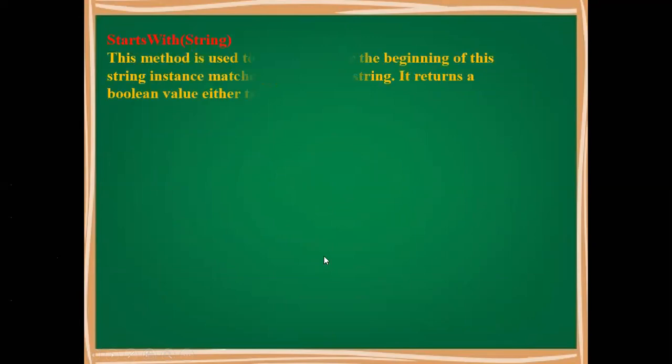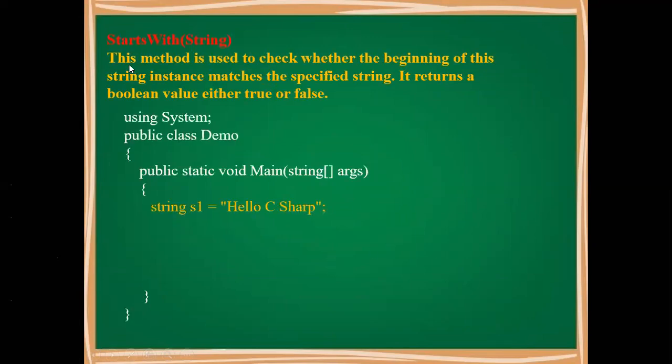Now already, as we have seen, the function EndsWith in the previous lecture. So obviously EndsWith है तो उसका opposite एक function भी आपको दिया, StartsWith. So we can also find out whether the string started with particular words or letters or not. This method is used to check whether the beginning of this string instance matches the specified string. It returns a Boolean value, true if it matches, obviously, otherwise false.